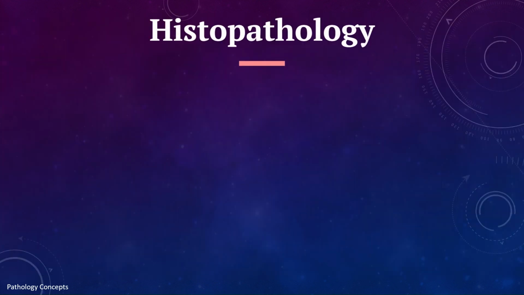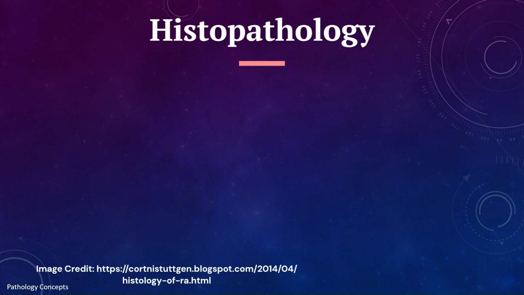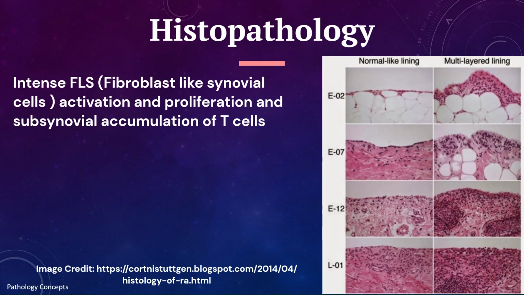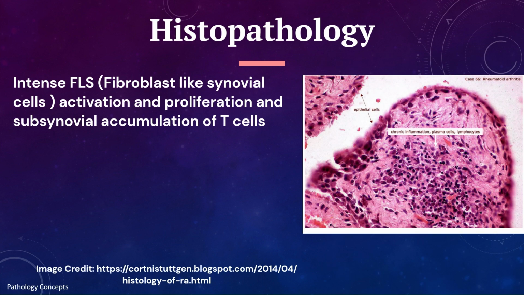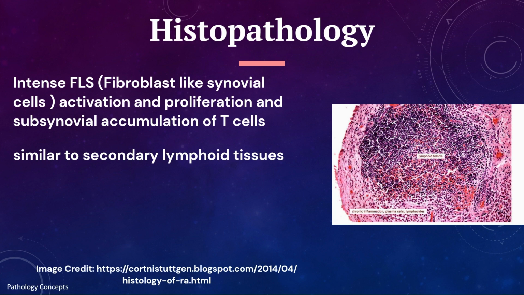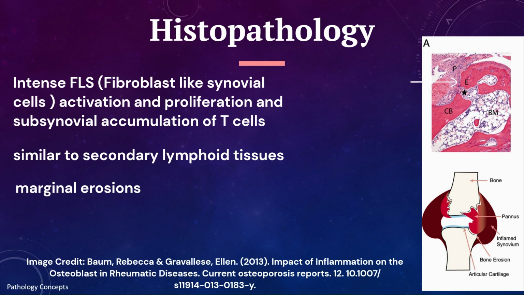Let's see histopathology in rheumatoid arthritis. The histopathology of rheumatoid synovium reveals intense fibroblast-like synovial cell activation, proliferation, and subsynovial accumulation of T cells. The appearance of synovial tissue can be similar to secondary lymphoid tissue such as lymph node. Rheumatoid synovial tissue becomes invasive, eroding into bone and causing marginal erosions.